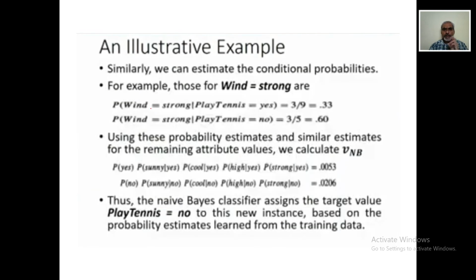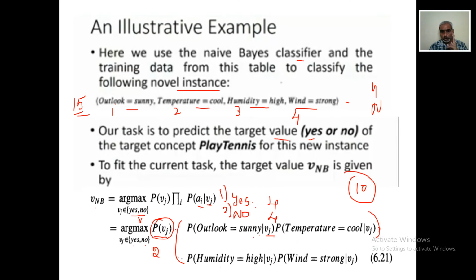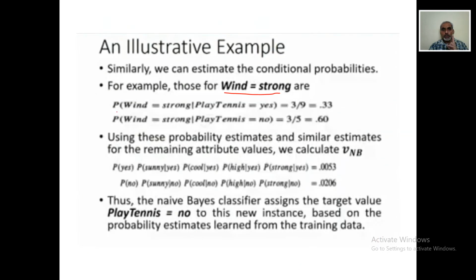Now as an example we will take one particular attribute, wind equal to strong. See, we have 4 attributes here, right? So we have 4 attributes: outlook equal to sunny, temperature equal to cool, humidity equal to high, wind equal to strong. Now we will take the first one or any one of these. So wind is equal to strong, right? So we are going to take wind equal to strong. So probability of wind equal to strong given Vj, right? First one is given yes, play tennis equal to yes. Second one is the same, wind equal to strong for no.